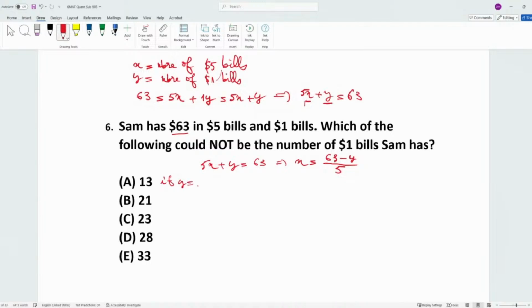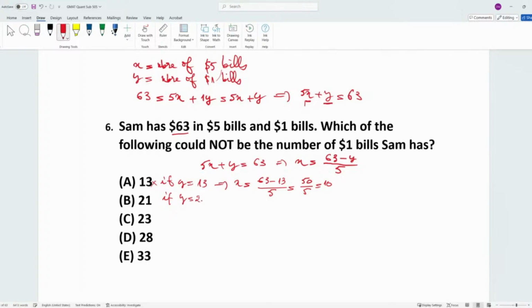So we will just say, if y is equal to 13, for example, then x is going to be equal to (63 minus 13) over 5, which is going to give us 50 over 5, which is equal to 10. So we definitely know that this cannot be the answer. Okay, we will try with 21.